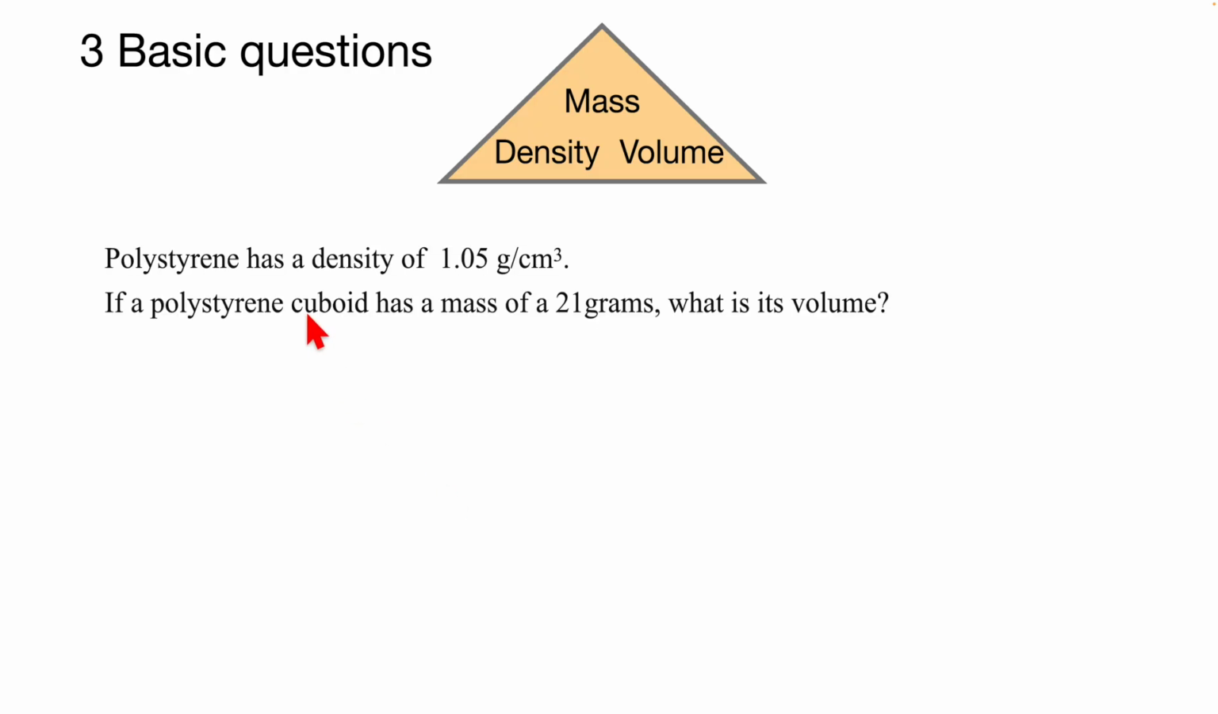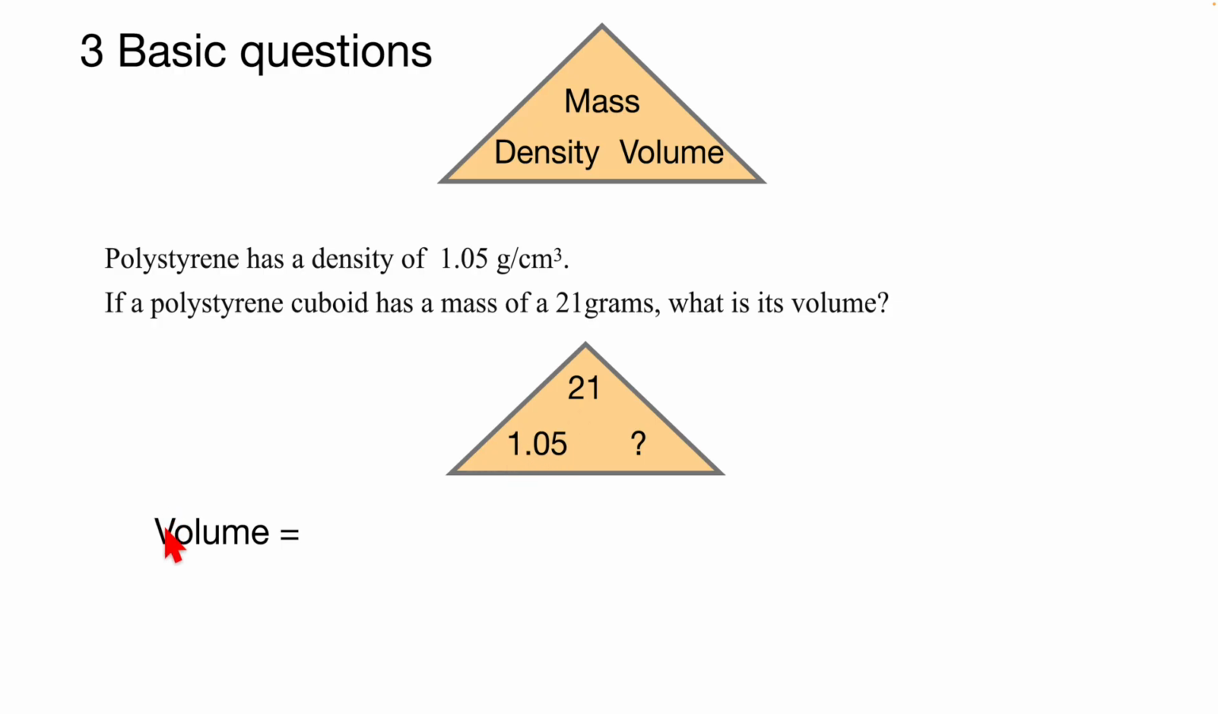First one, polystyrene has a density of 1.05 grams per cubic centimetre. So a polystyrene cuboid has a mass of 21 grams. How big is it? What's its volume? Well, here's our question. We have mass is 21, we have density. We don't know what the volume is, but we do know volume is mass divided by density. 21 divided by 1.05 equals 20.